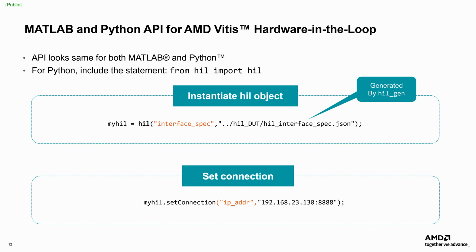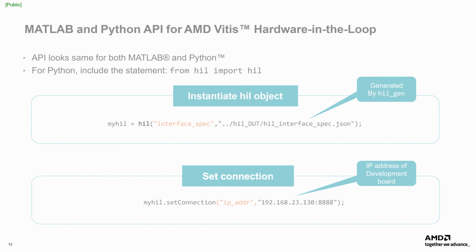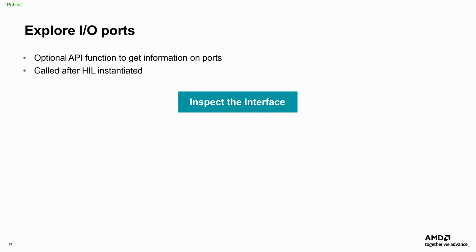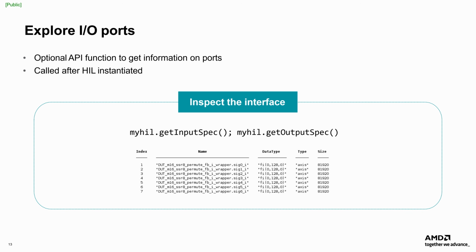After creating the object, a connection is established to the development board using its IP address and port number. This step links the host application with the running HIL server. Once the connection is established, developers can explore the design's interfaces. Optional API functions such as getInputSpec and getOutputSpec allow users to inspect the available input and output ports.